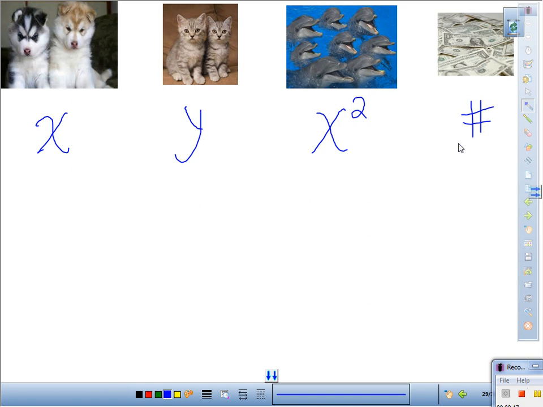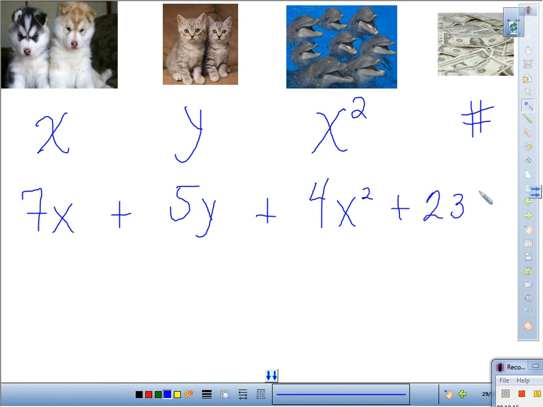So then she says, okay. So you ready for the first shipment? All right, write this down. We're getting in 7 dogs. So I'm going to write what? 7x. Plus, we're getting in 5 cats. 5y. We're getting in 4 dolphins. 4x squared. And I'm going to send you an envelope, $2,323.